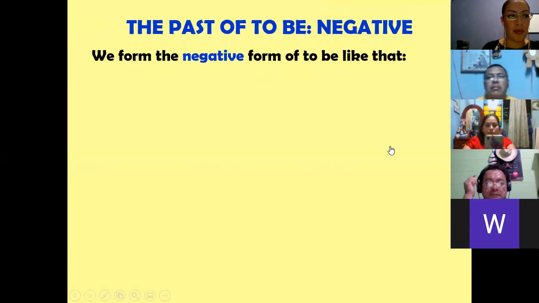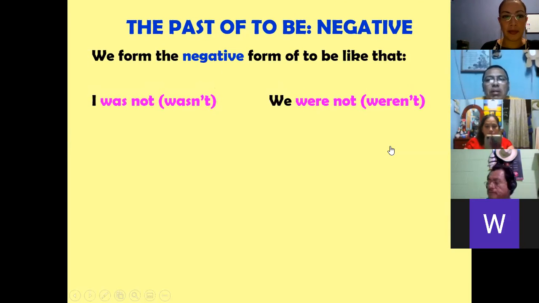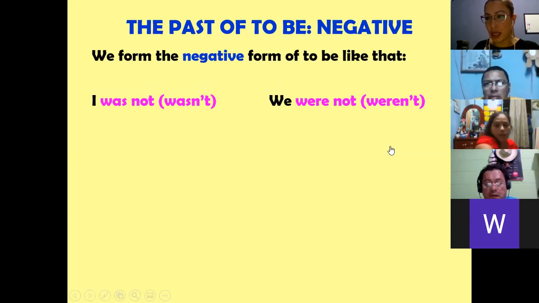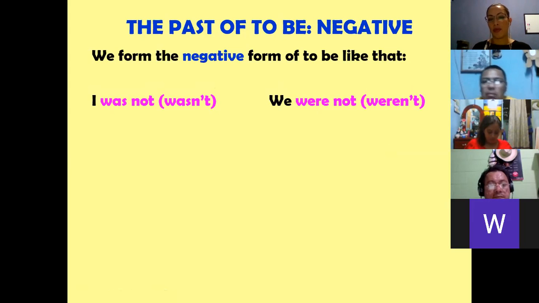Negative. Let's remember that in negative, we form the negative like that. Wasn't, weren't. Ahí no usamos didn't. Lo que les decía al principio. No se combina. El pasado del verbo to be no se combina con los demás verbos. Aquí para ser negativas las hacemos con el mismo verbo to be, solo agregándole not. Wasn't, weren't.